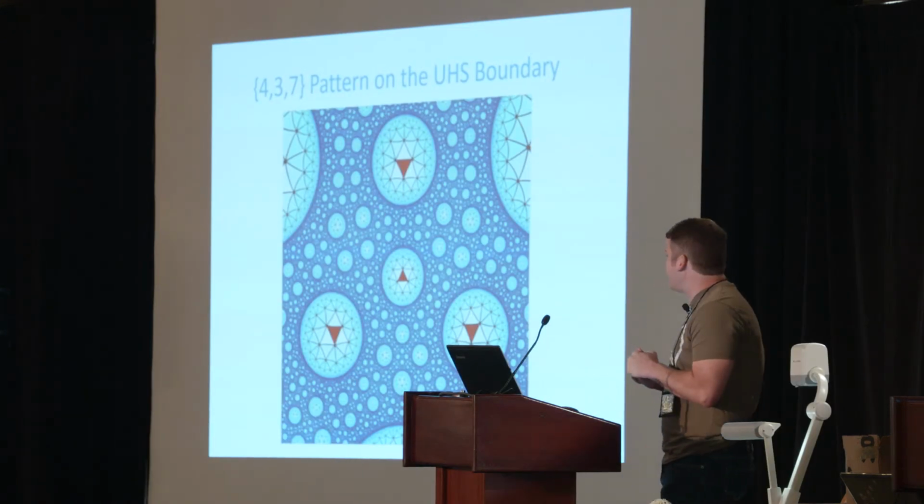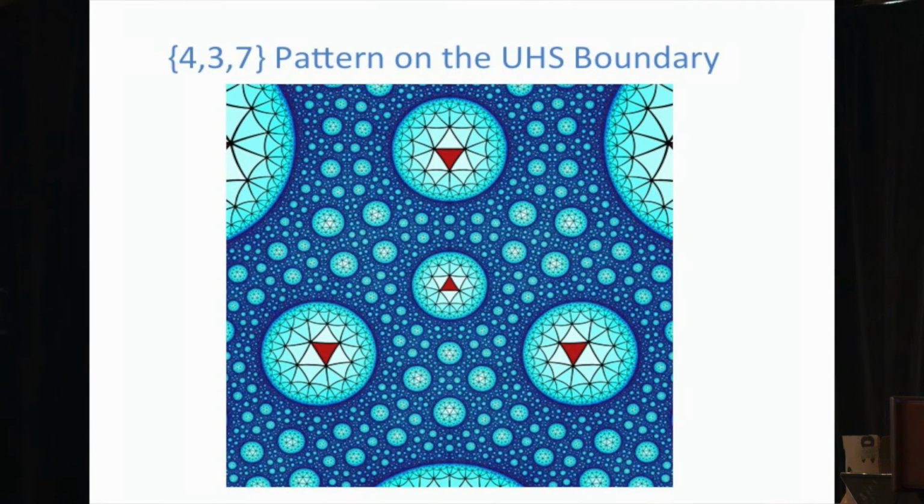If we stereographically project that pattern to the boundary, you get something like this. The red here are the legs of that central cube, and it's really beautiful. It ends up causing this just infinity of 3-7 apparent tilings everywhere.